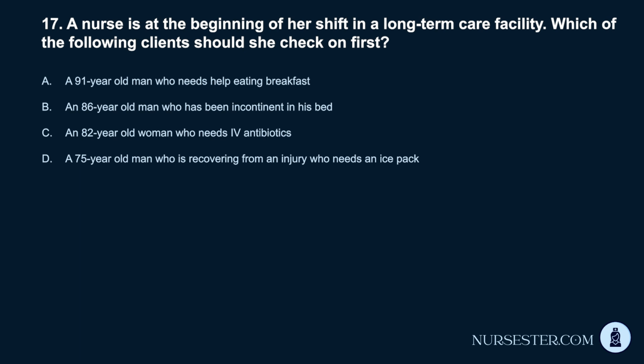17. A nurse is at the beginning of her shift in a long-term care facility. Which of the following clients should she check on first? A. A 91-year-old man who needs help eating breakfast. B. An 86-year-old man who has been incontinent in his bed. C. An 82-year-old woman who needs 4 antibiotics. D. A 75-year-old man who is recovering from an injury who needs an ice pack. Correct answer: C. An 82-year-old woman who needs 4 antibiotics.